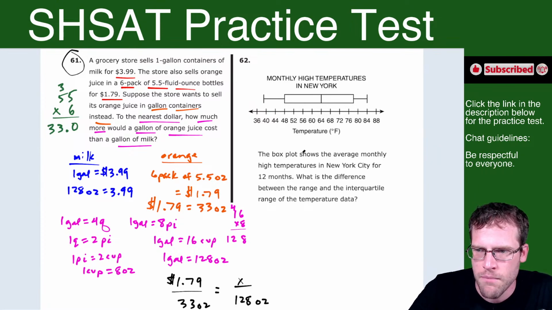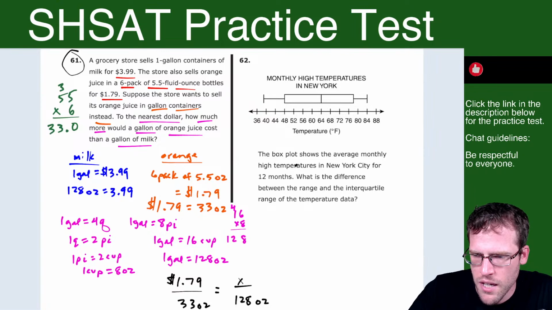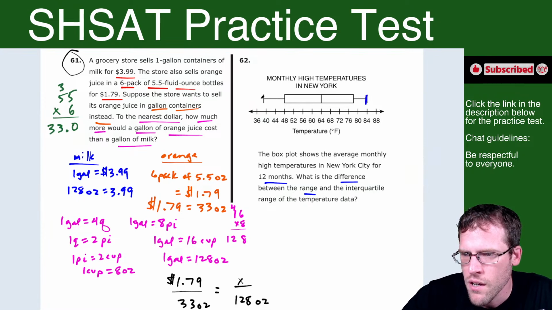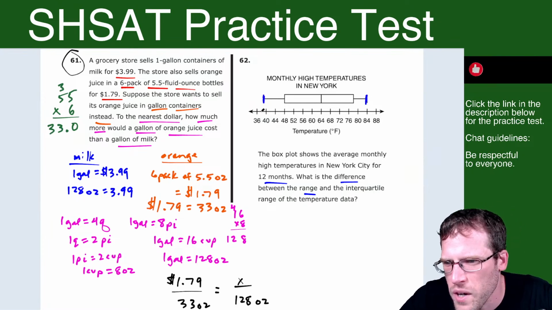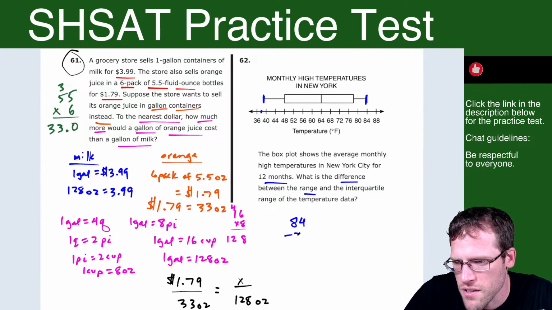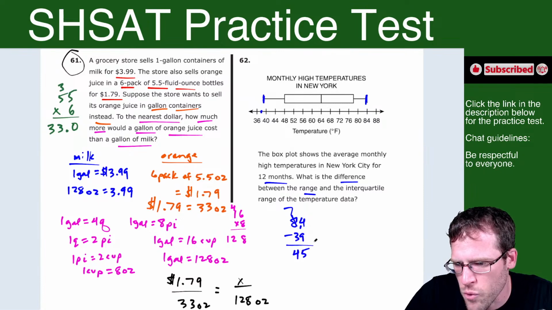So monthly high temperatures. The box plot shows the average monthly high temperatures in New York City for 12 months. What is the difference between the range? Okay, so the range is, oh wow, wait a minute. They're counting by fours, and this is not lined up with anything. So I'm going to guess 38 is here. Is that 39? Yeah, so I'm already not liking this question either, but whatever. So let's see. This would be 545.